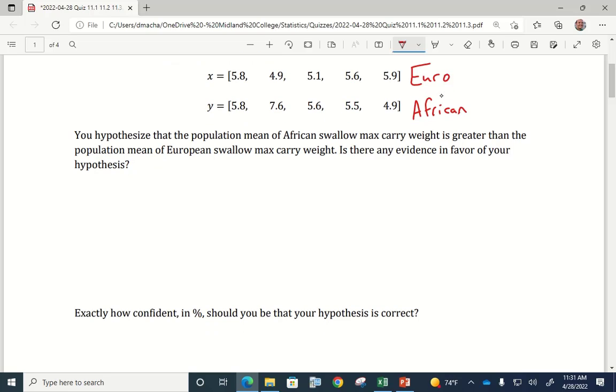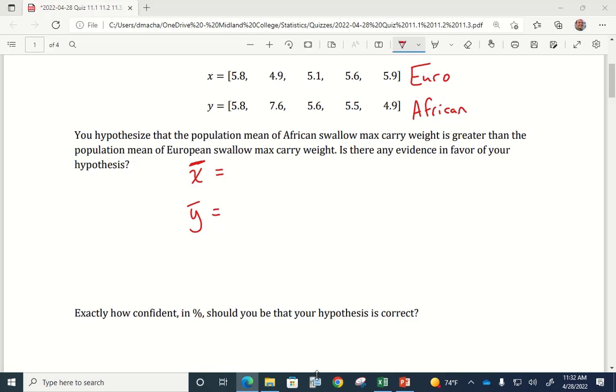Your hypothesis, you're claiming that the population mean of the African swallows is going to be greater than the population mean of the European swallows. So you're just saying in general, I think an African swallow can carry more weight than a European swallow. And the question is, is there any evidence in favor of your hypothesis? Well, we should start off by trying to approximate our population mean of each species by calculating our sample means.